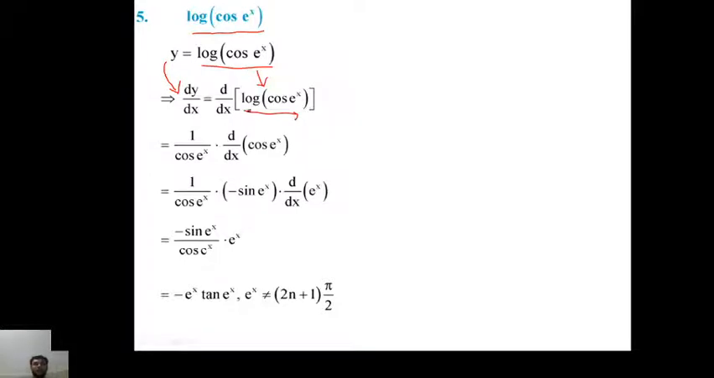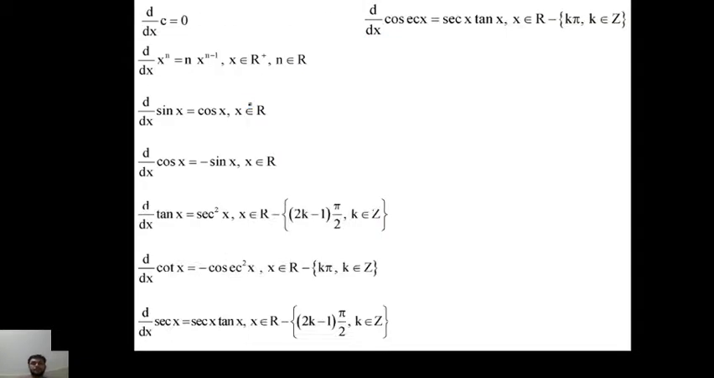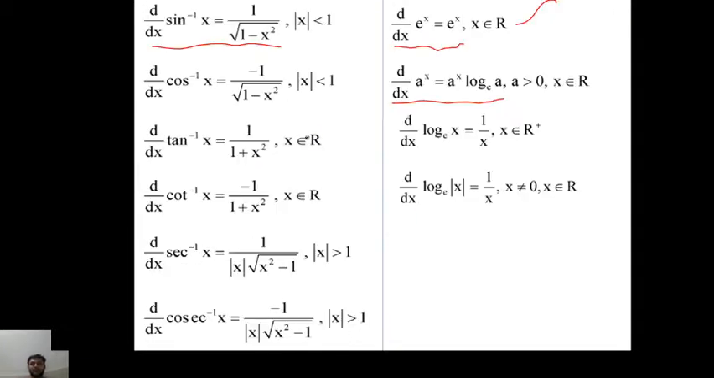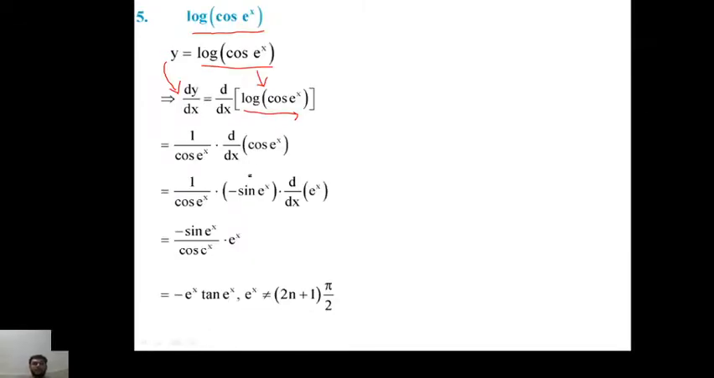So first, on the left, log. So the differentiation of log x is 1 upon x. So differentiation of log of cos e raised to x.